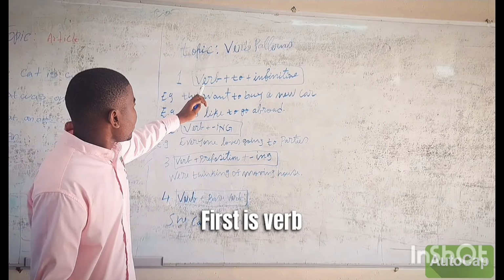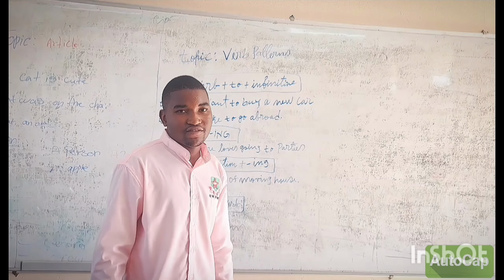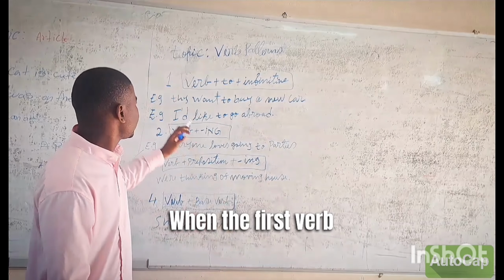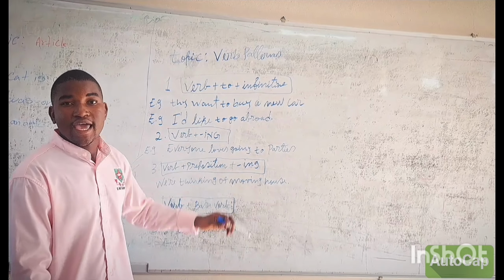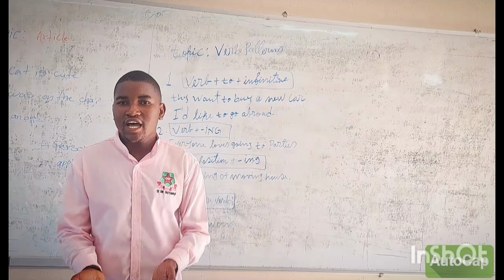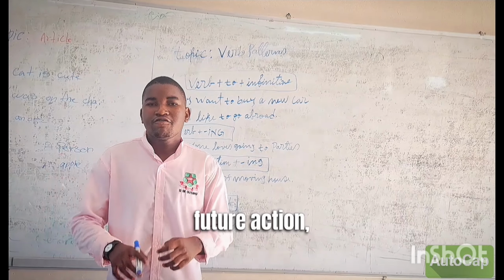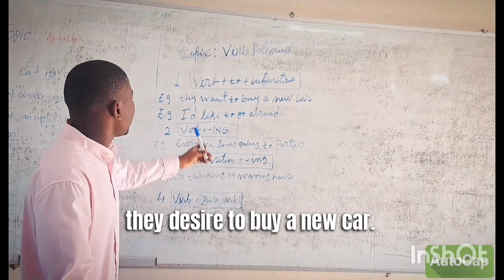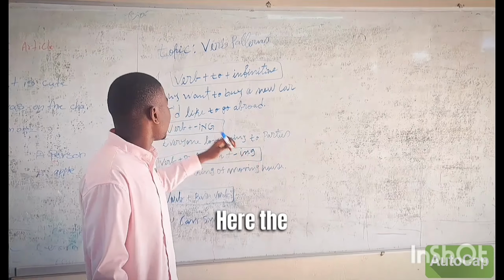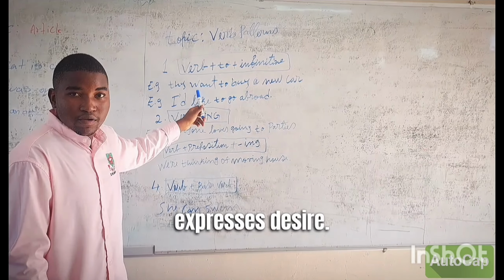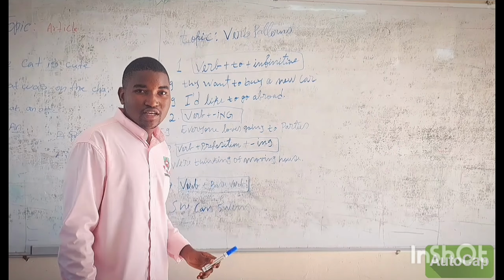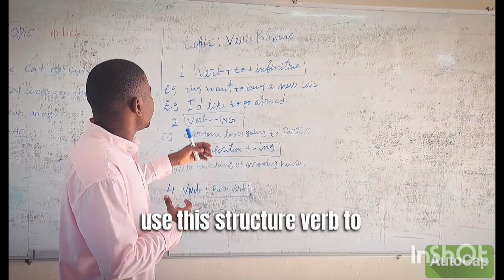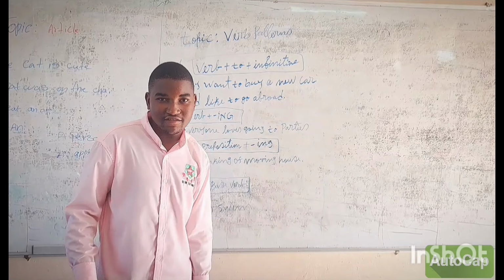First is verb plus to infinitive. We use this structure when the first verb expresses a desire, a plan, a future action. For example, they want to buy a new car. So they desire to buy a new car. Here, the first verb expresses desire. So when we have this kind of situation, we use this structure, verb plus to infinitive.